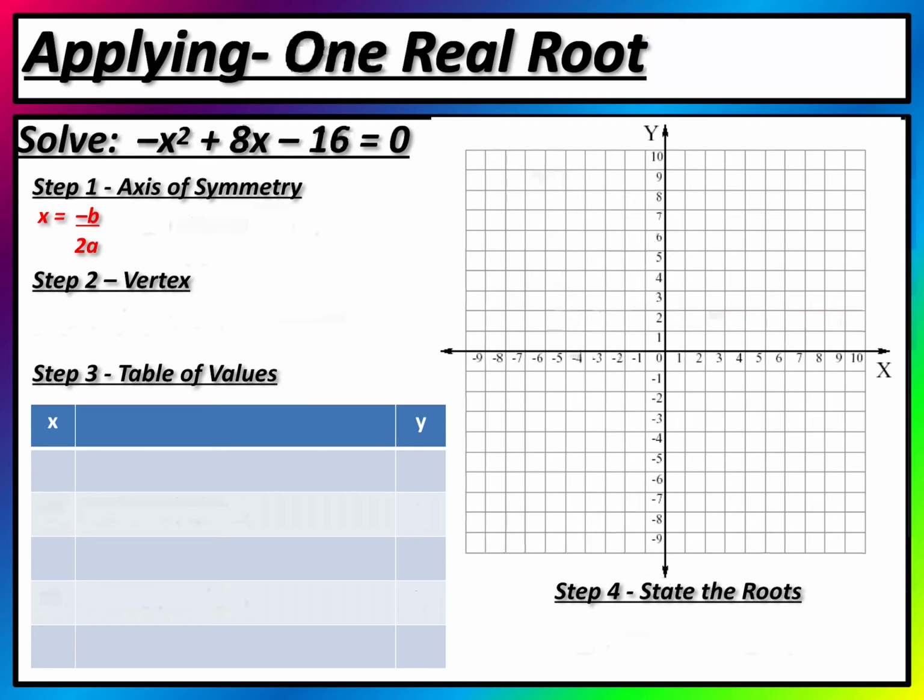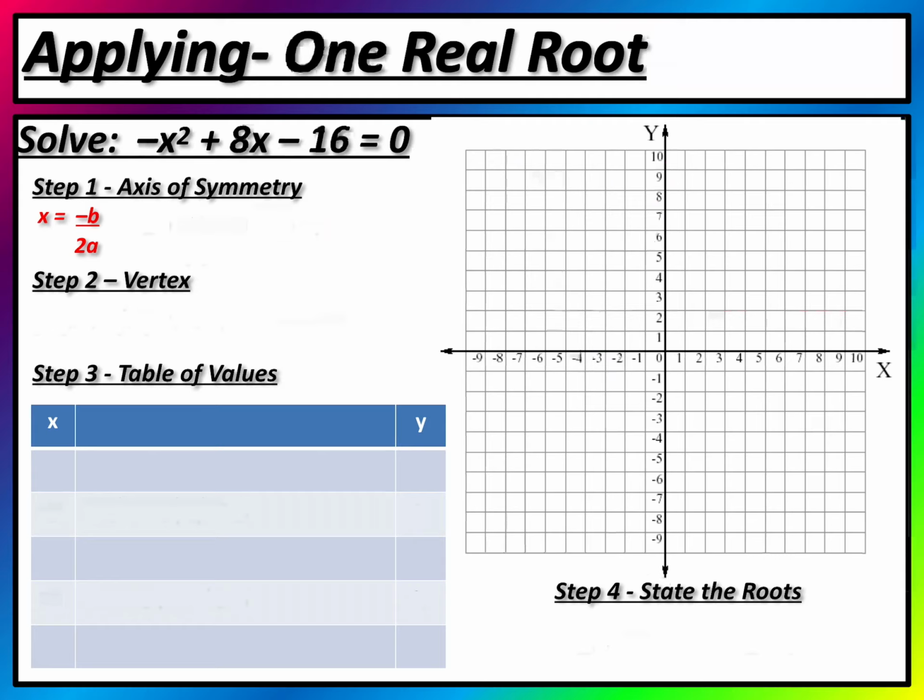So the second scenario is 1 real root. So now that you've seen 2 real roots, think about what 1 real root could possibly look like. Okay, so take a moment and pause your video and write down a guess for this example of what the graph of 1 real root will look like.